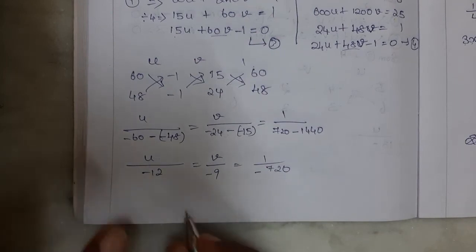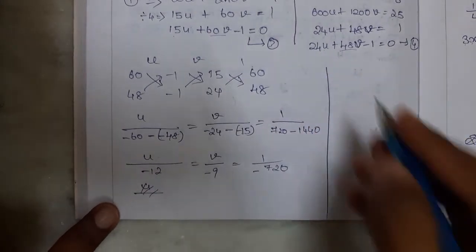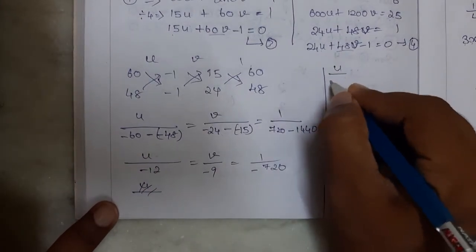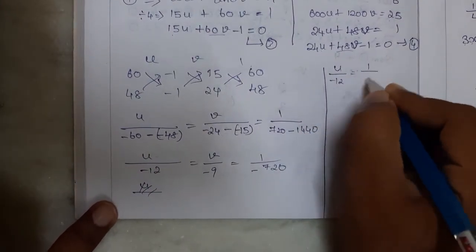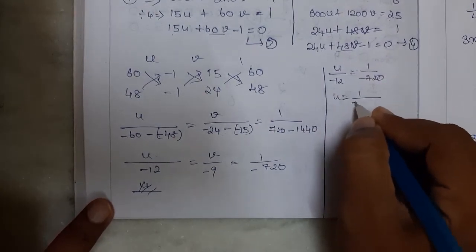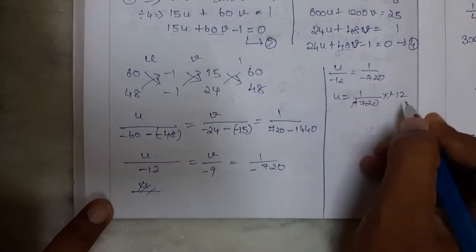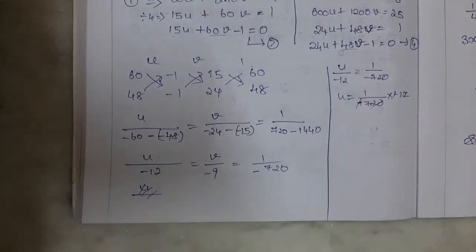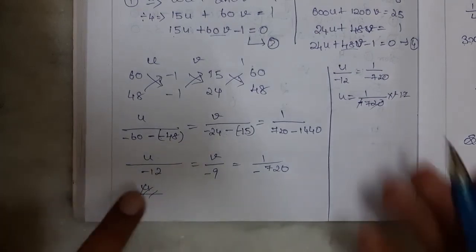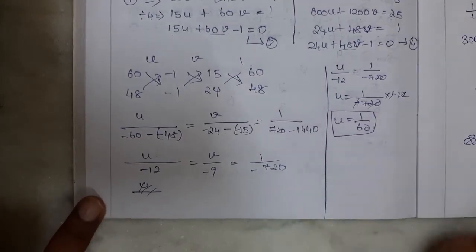u by minus 12 is equal to 1 by minus 720. So u is equal to 1 by minus 720 into minus 12. Minus minus cancel. 12 table, 720 comes for 60 times, right? 6 times 72, 60. So u is equal to 1 by 60.